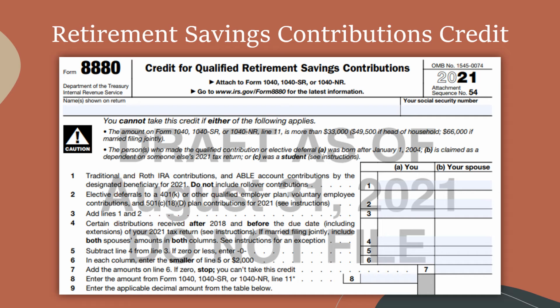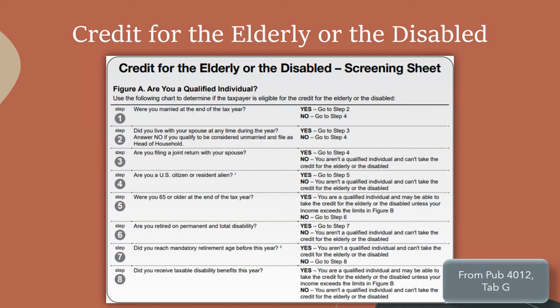And then we did look at Schedule 3 earlier, which is where the credit will end up in between this form and the 1040. This is the 8880, and this goes through the calculation of the credit as well as some qualifying questions to see if our taxpayer qualifies to take the credit.